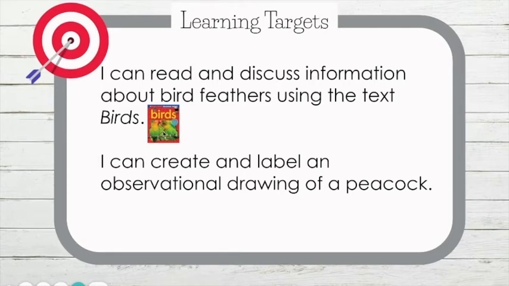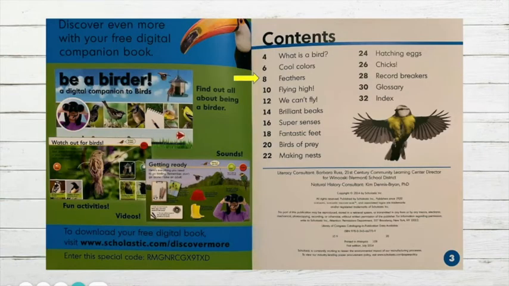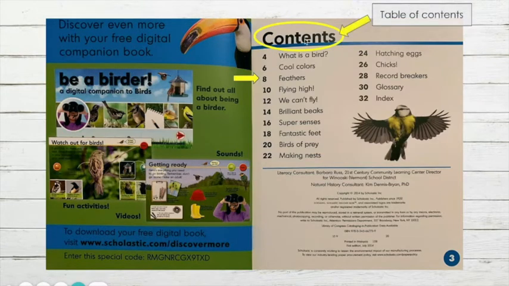Now, as we open our book, Birds, I'm wondering, how am I going to know what page to go to find information about bird feathers? Well, almost all nonfiction texts have a table of contents in the front of the text. It's right here on page 3. And we call this a table of contents. Can you read that with me?